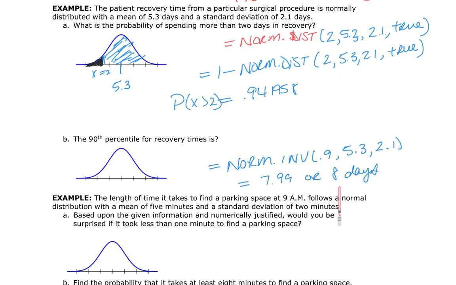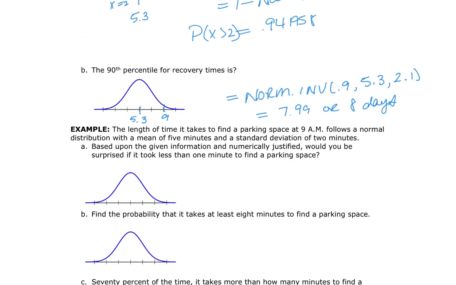So if you spend 8 days in recovery, you're in the 90th percentile in terms of recovery time. About 8 days, and that kind of makes sense. If this is 5.3, and you're in the 90th percentile, you're going to be way up here somewhere. So again, my mean is 5.3, and I wanted to know where the 90th percentile is, and it looks like it's probably right about there.